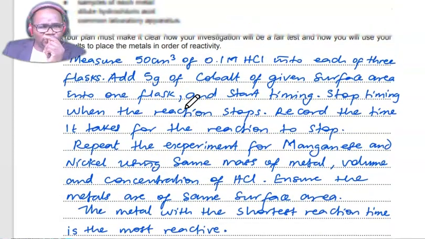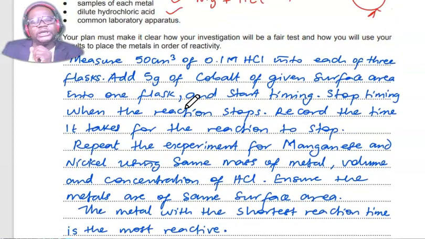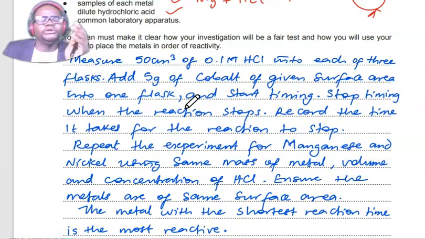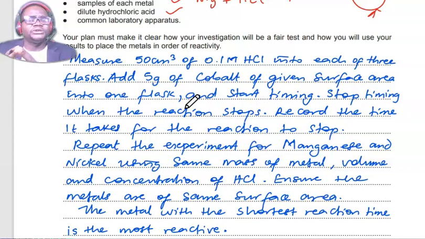first strategy. Measure 50 cm of 0.1 mole hydrochloric acid into each of the 3 flasks. You must ensure that your experiment is fair, so you need equal concentration of acid and equal volume of acid. Then you add equal mass of each of the metals into each of the flasks. Okay, so 5 grams of cobalt of the same surface area. So those are the ways to keep your experiment fair. So 5 grams of cobalt of given surface area into 1 flask.